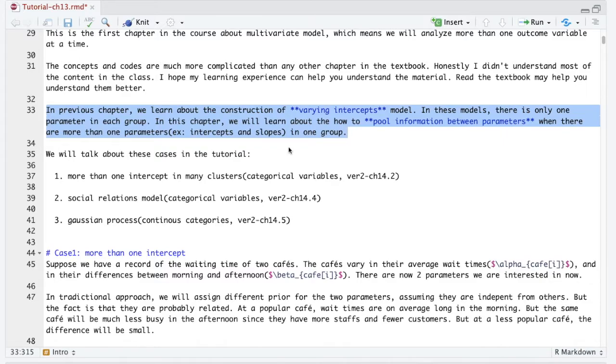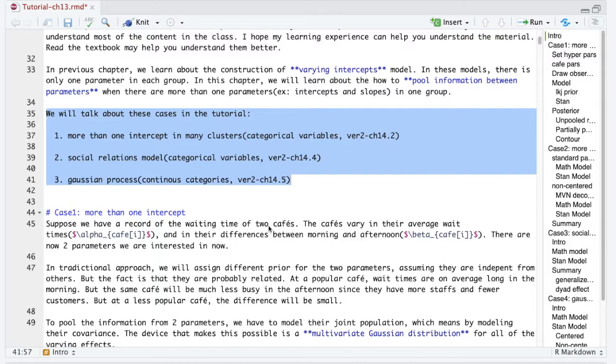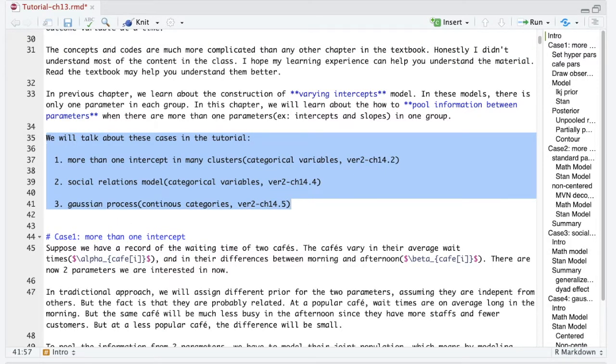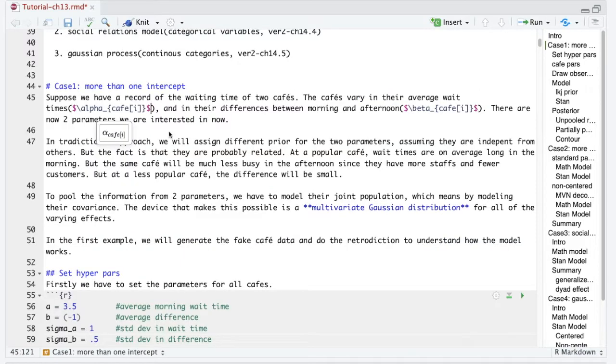In this chapter, we will go one step further. We will learn how to deal with the situation when we have more than one kind of parameter in each group, and how to pool information between two kinds of parameters. I will use 4 different examples to illustrate these 3 different ideas. We will start from the simplest case when we have 2 intercepts in each group, and then go more and more complicated. Let's begin from case 1.